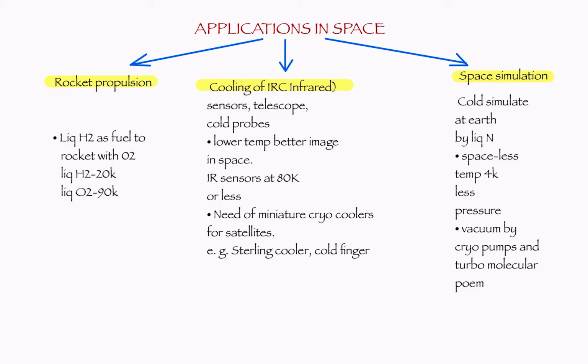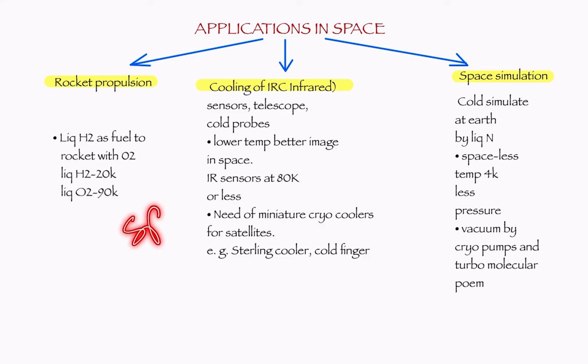First, rocket propulsion. Liquid H2 is used as a fuel for the rocket with O2, that is, the H2-O2 fuel cell. We know the H2-O2 fuel cell is used as a fuel for the rocket. For the fuel cell you will need liquid H2 and liquid O2. H2 is liquid at 20 Kelvin and O2 is liquid at 90 Kelvin. These are cryogenic temperatures. How will we go to such low temperatures to obtain liquid H2 and liquid O2? With the help of cryogenic engineering. Hence for rocket propulsion we need cryogenic engineering.